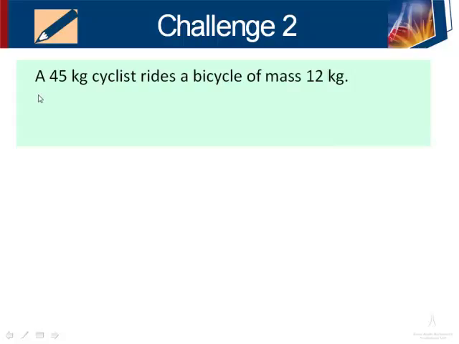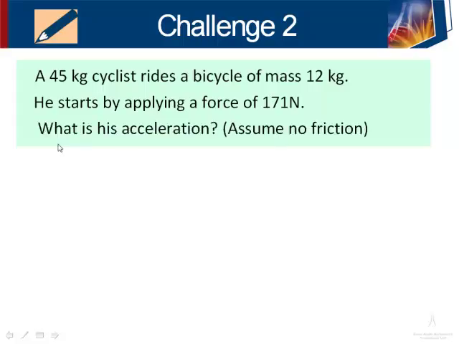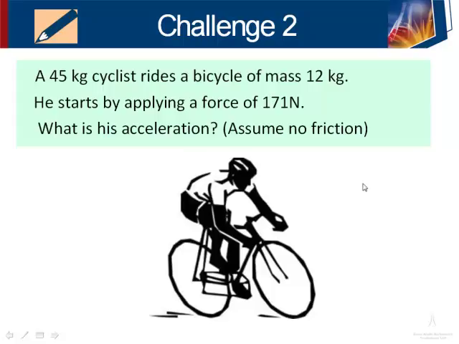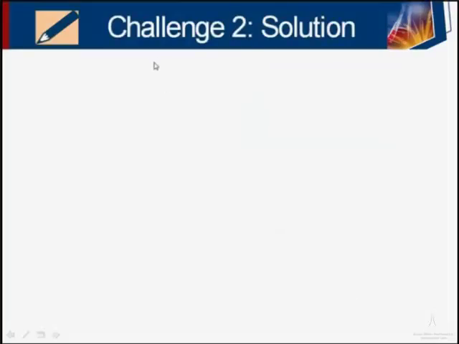We're now going to look at challenge number 2, and this is applying Newton's second law. An example: a 45 kilogram cyclist rides a bicycle of mass 12 kilograms. He starts by applying a force of 171 newtons. What is his acceleration? We assume there is no friction. I suggest you pause the DVD and do the calculation. Let us look at the solution to challenge number 2.